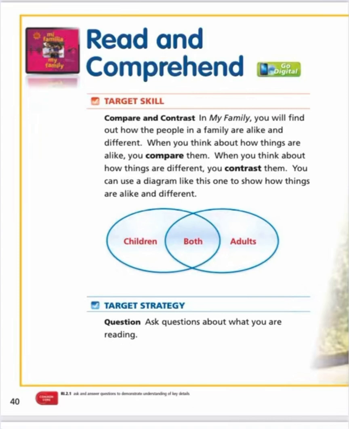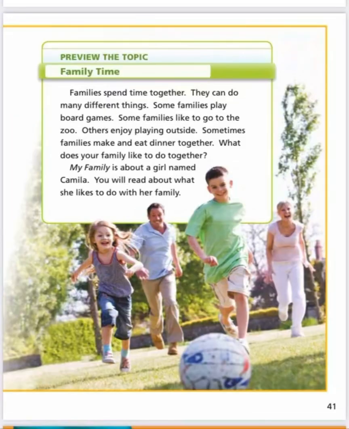Target strategy. Question. Ask a question about what you are reading. Preview the topic. Family time. Families spend time together. They can do many different things. Some families play board games. Some families like to go to the zoo. Others enjoy playing outside. Sometimes families make and eat dinner together. What does your family like to do together?